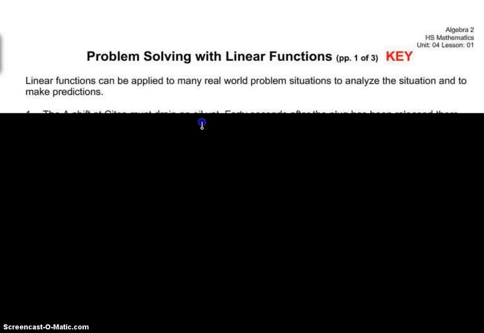Today we're going to be working with problem solving with linear functions. We're going to have 4 word problems. I'm going to work the first word problem for you guys, and then we're going to finish the other 3 in class tomorrow. So it says linear functions can be applied to many real-world situations to analyze the situation and to make predictions. So let's look at problem number 1.